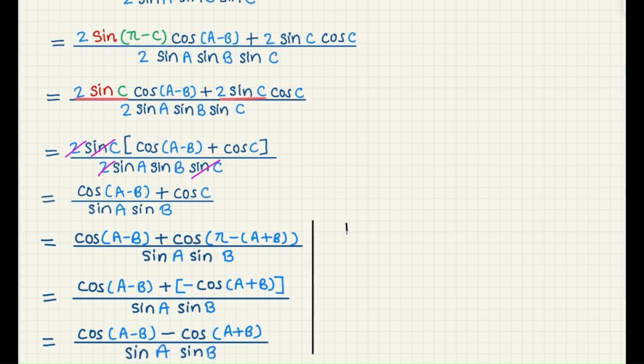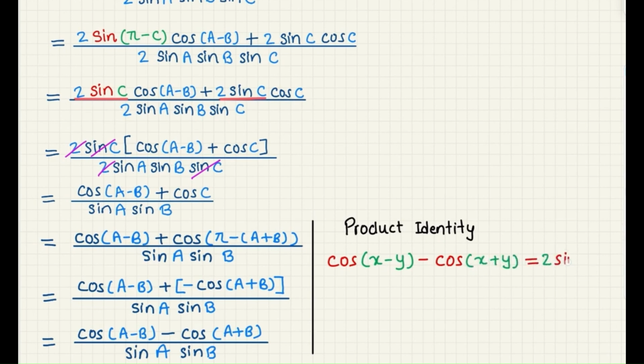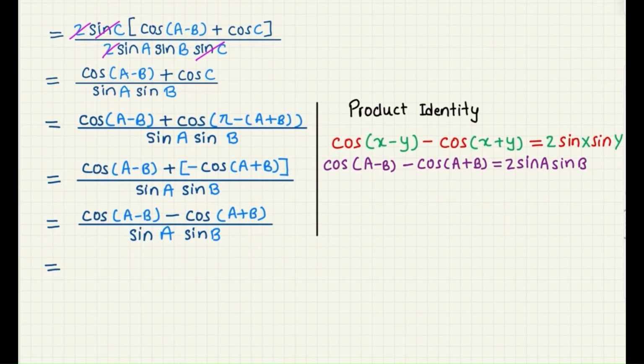And now this entire expression is in terms of only 2 angles, A and B. We're not done yet. We're going to now use a product identity. Cosine of x minus y minus cosine of x plus y equals 2 sin x sin y. Using this, we are going to write the numerator, which is cosine of A minus B minus cosine of A plus B, as 2 sin A sin B. So what does that change our expression to? Our expression now becomes 2 sin A sin B divided by sin A sin B.